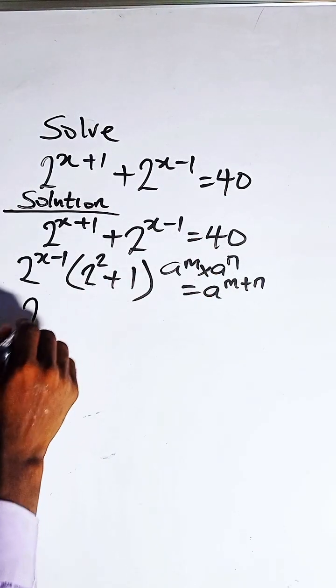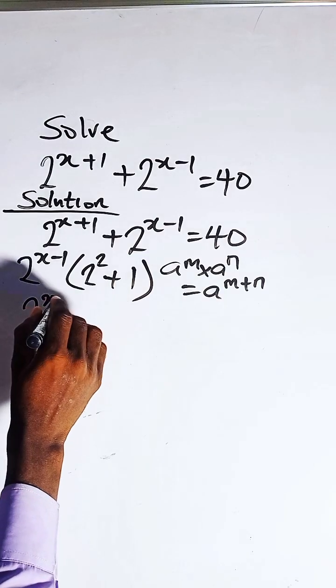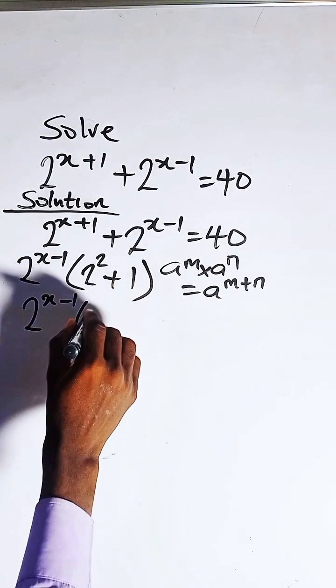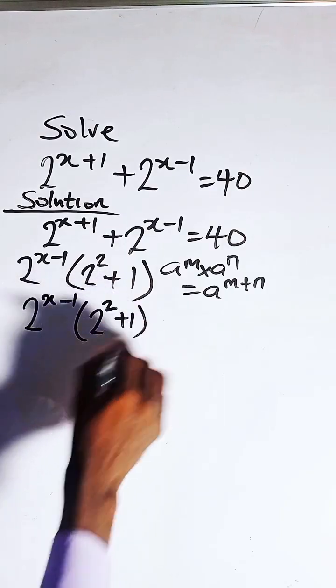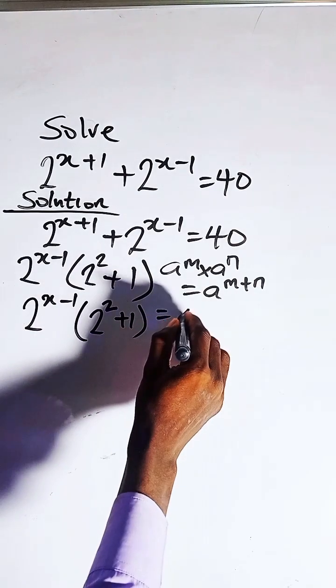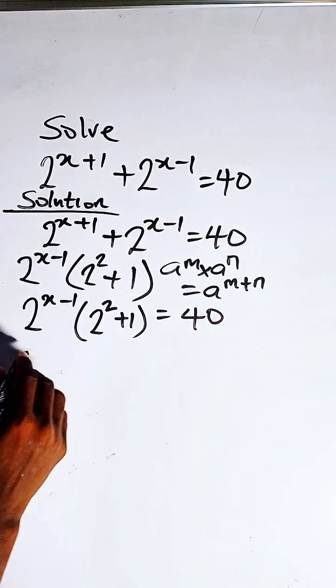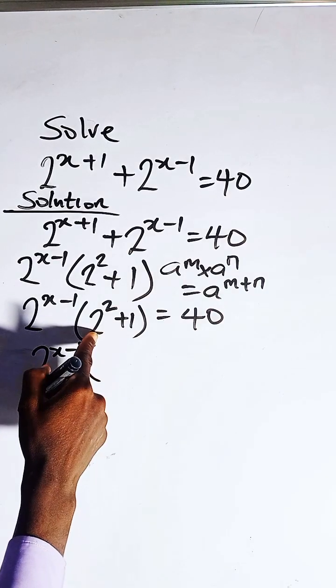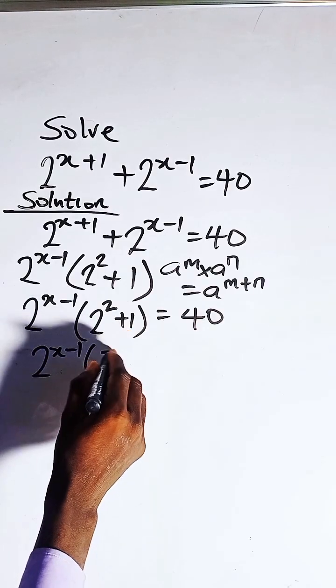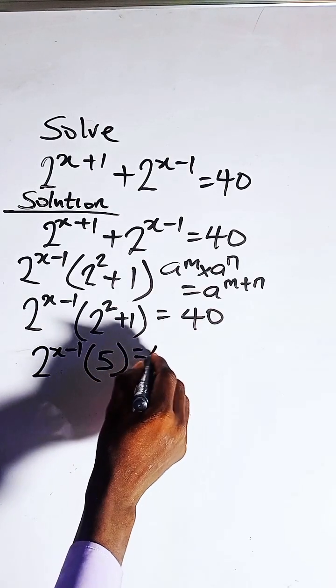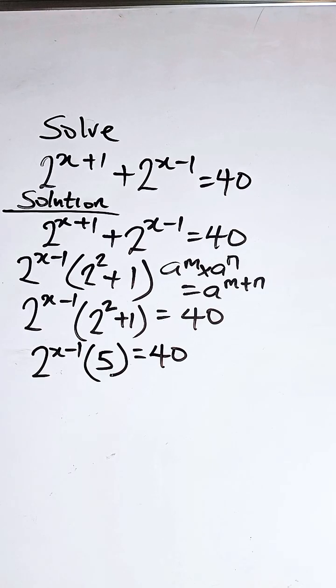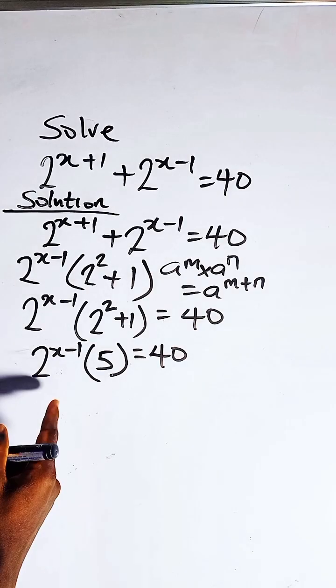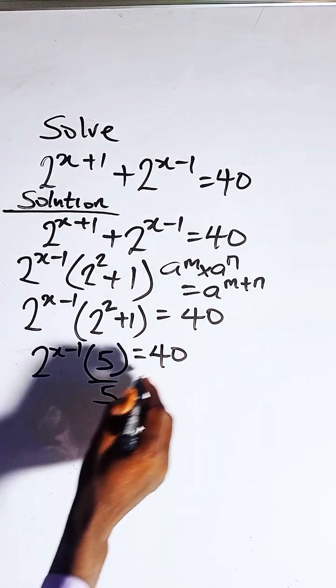So we have 2 raised to the power of x minus 1 times 2 squared plus 1 equals 40. We have 2 raised to the power of x minus 1, and 2 squared is 2 times 2, that is 4, plus 1, we have 5, equals 40. So the next thing we do from here is to isolate this. Let's divide both sides of the equation by 5.